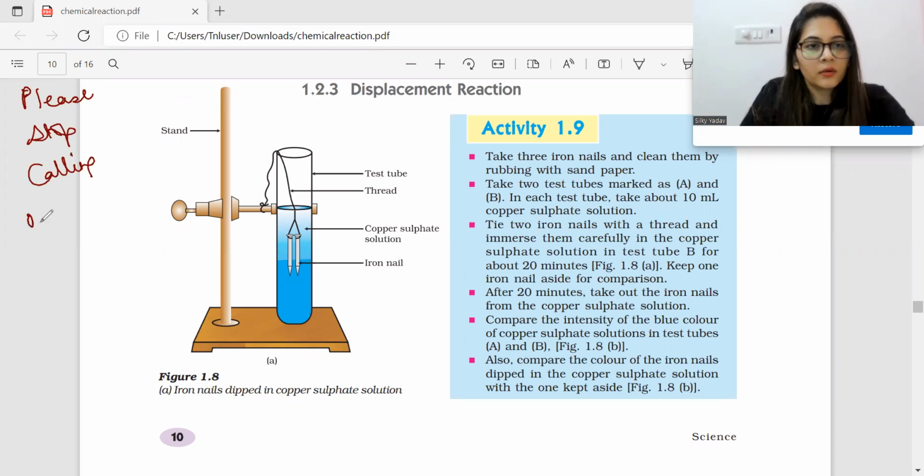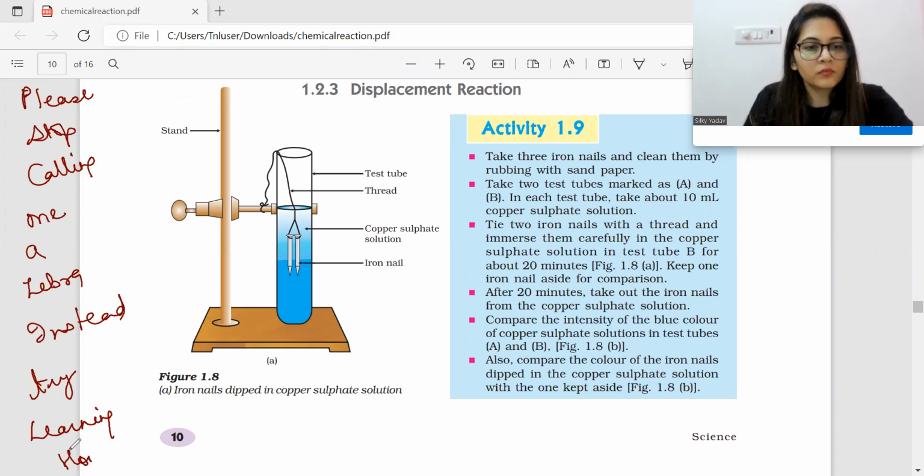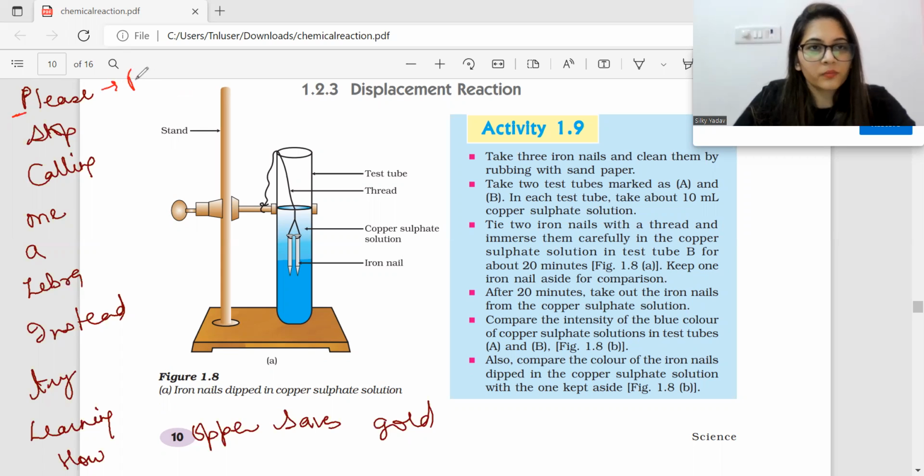Please stop calling me a zebra. Instead, try learning how copper saves gold. I hope that's clear to you all. My God, what am I doing?